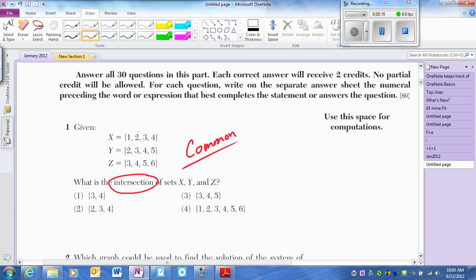Intersection stands for what they have in common. And they all have a 2? Nope, they all don't have a 2 in common. So that's not it. Let's get rid of that. Let's see, they have a 3, 3, and 3, a 4, 4, and 4. So they have a 3 and 4 in common.